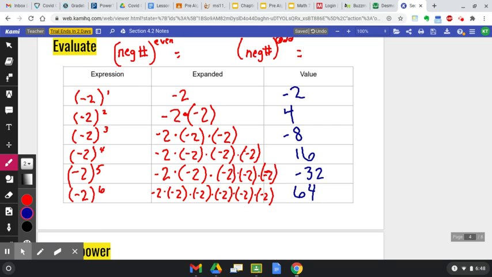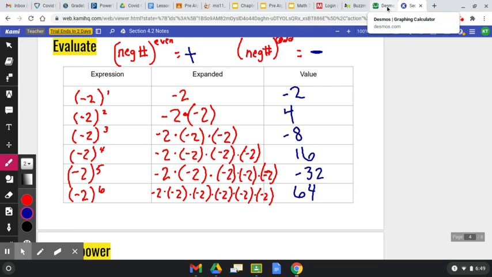So when I have a negative number with an even power, my answer should be positive. When I have a negative number to an odd power, my answer should be negative, right? Because with evens, negative times negative would be a positive, right? So I can multiply these two together and get 4, these two together and get 4. That would give me positive 16. So one thing we have to be careful on is we should know that, right? Odd powers on a negative number is negative, and even powers is going to be positive.